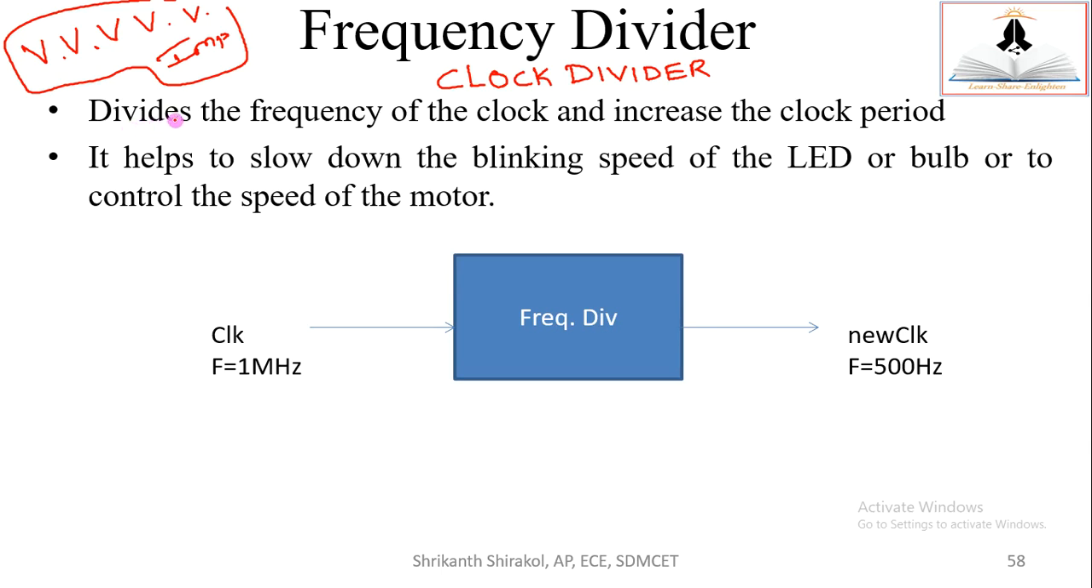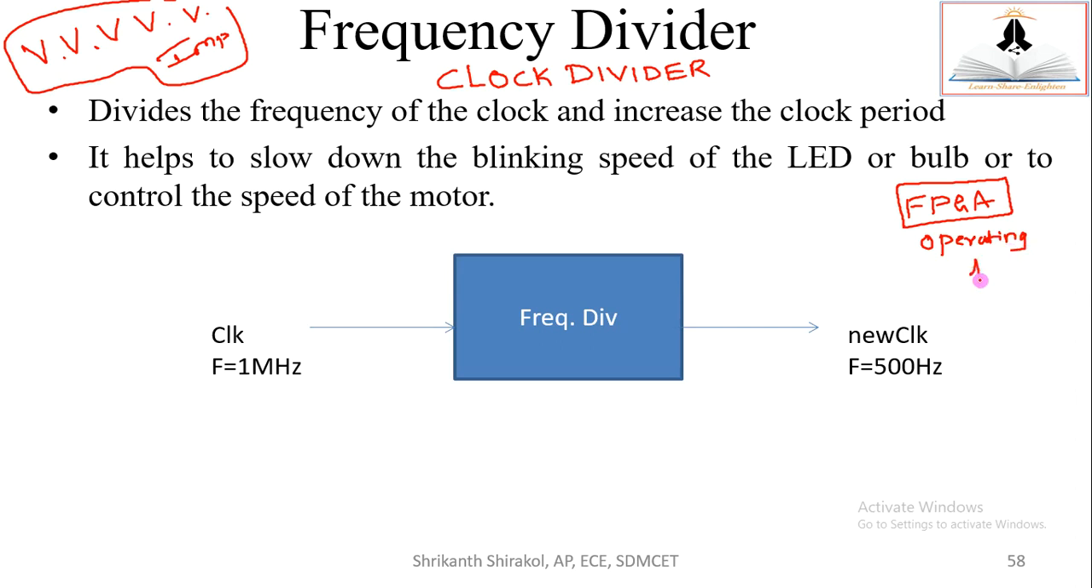So the frequency divider divides the frequency of the clock. Think that you have an FPGA. Any FPGA is our target, right? Mainly we are doing all these things just for FPGA. You take any FPGA or any controller or any device, it will come with a frequency input, a clock frequency. We call it the operating frequency.